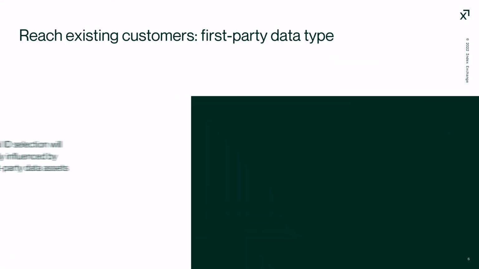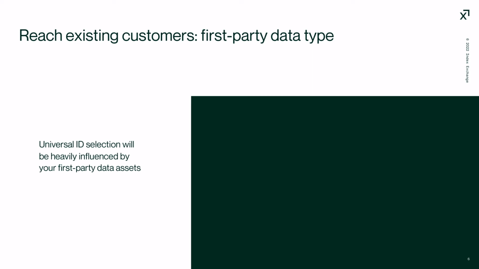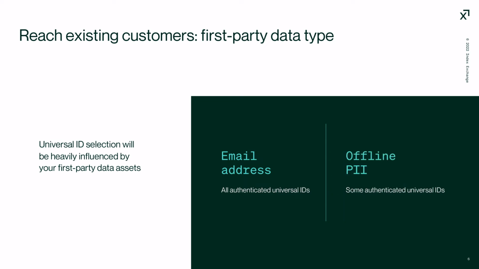When reaching existing customers, the first consideration is what type of first-party data does a brand's customer database consist of? Most authenticated universal IDs are based on email addresses, so there's little to distinguish providers here beyond scale and supply. However, only some authenticated IDs are able to onboard and activate other offline PII and associate that to an online universal ID. Other types of CRM data include phone numbers, physical addresses, and first and last names. Brands need to confirm what type of offline data an ID can onboard and activate.